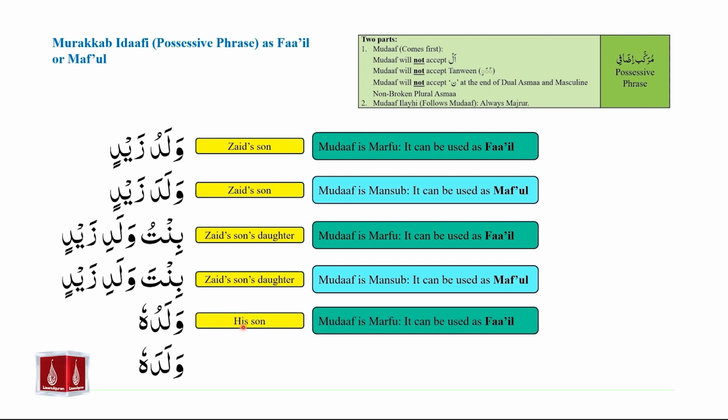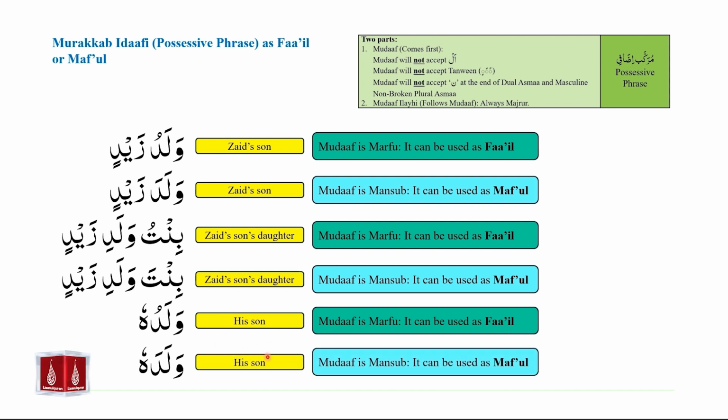Waladuhu, his son. In this case, mudaf, waladu is marfu. Therefore, it can be used as fa'il. Waladahu also has the same meaning, his son. In the case of waladahu, the mudaf is mansub and therefore it can be used as maf'ul. Our conclusion from this slide is that murakkab izafi or possessive phrase can be used both as fa'il, where the mudaf is marfu, or can be used as maf'ul, where the mudaf is mansub.